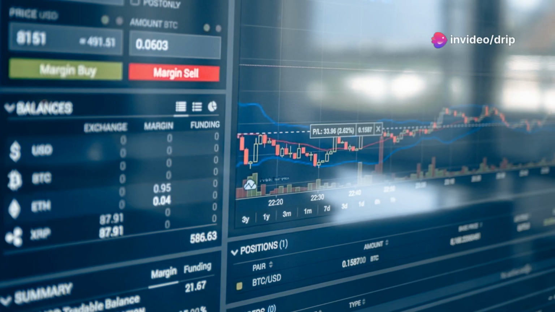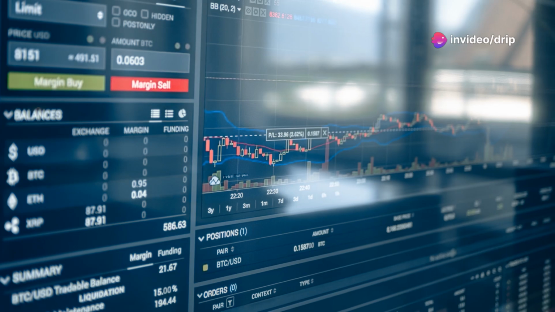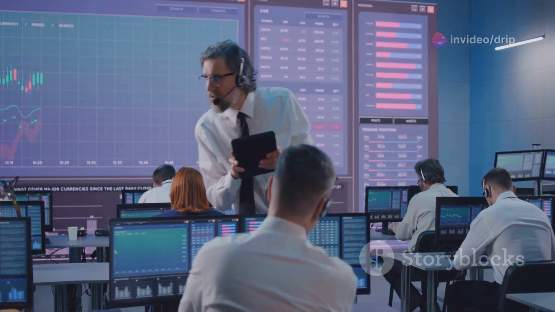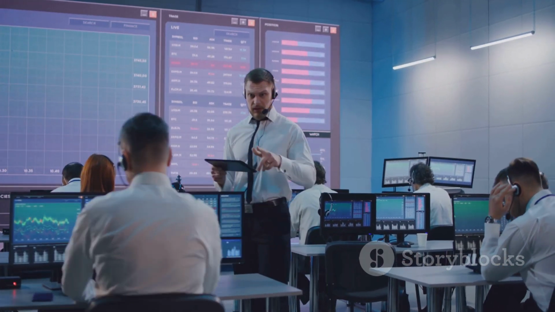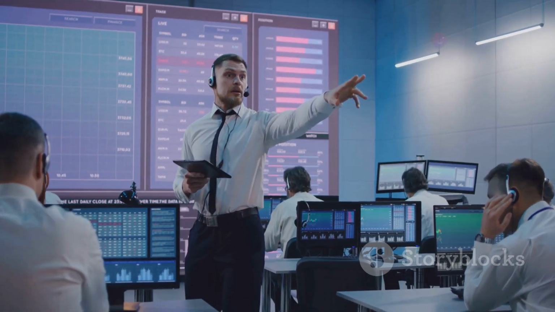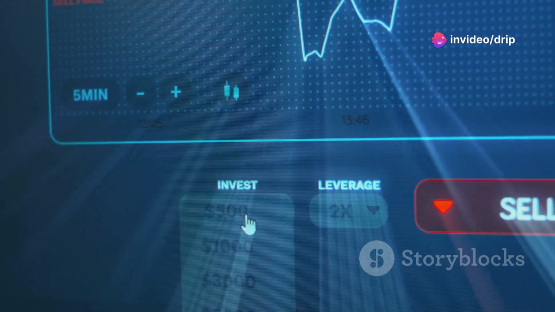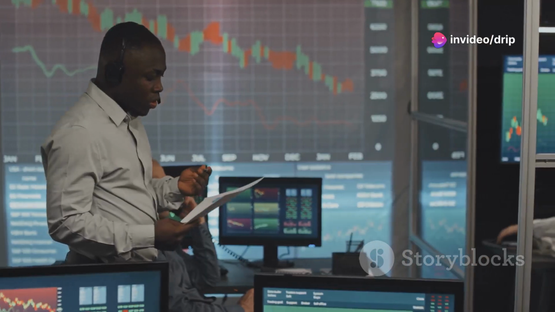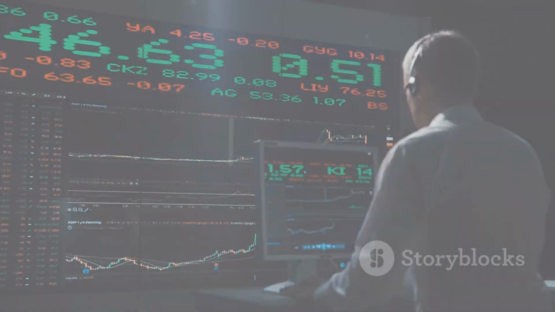Section 10. Navigating the Forex market, regulation, volatility, and risk. The Forex market is decentralized and mostly unregulated. Regulatory frameworks protect investors and ensure market integrity. Forex trading is risky due to volatility and leverage. Traders can lose more than they invest. Understanding market dynamics, risk management, and strategies is crucial.